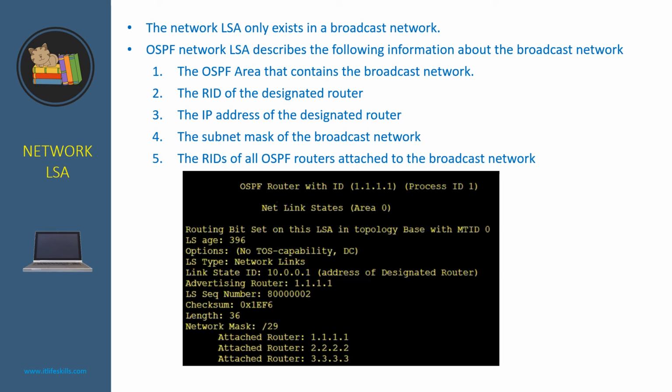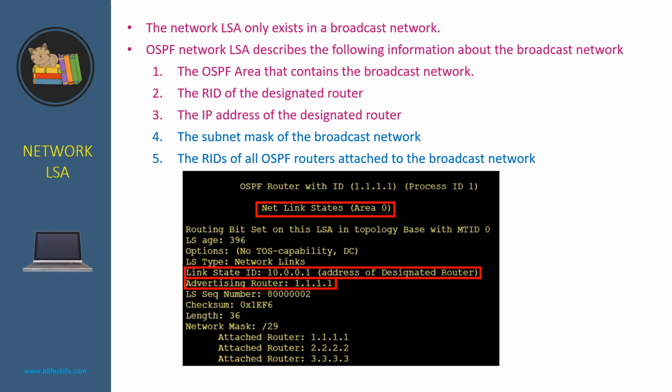Let's sum up the information about network LSA. The network LSA only exists in a broadcast network. The OSPF network LSA describes the following information about the broadcast network: the OSPF area that contains the broadcast network, the router ID of the designated router, the IP address of the designated router, the subnet mask of the broadcast network, and the router ID of all OSPF routers attached to the broadcast network.